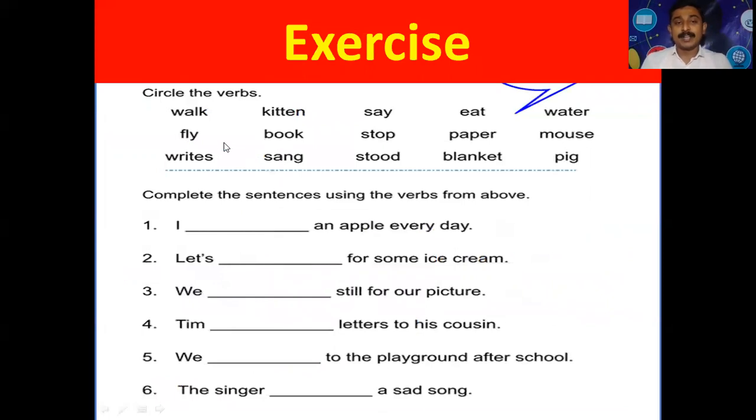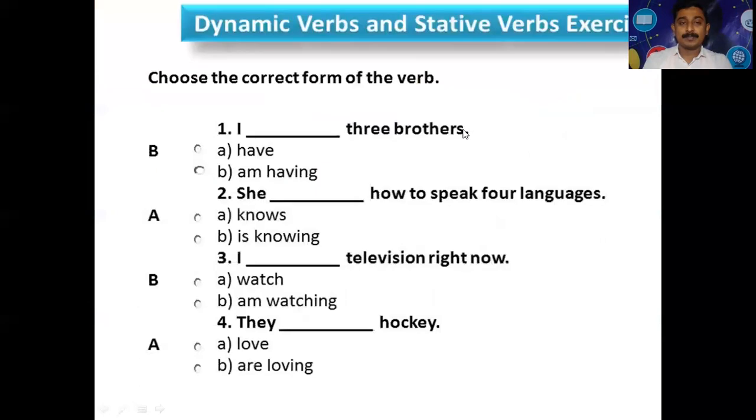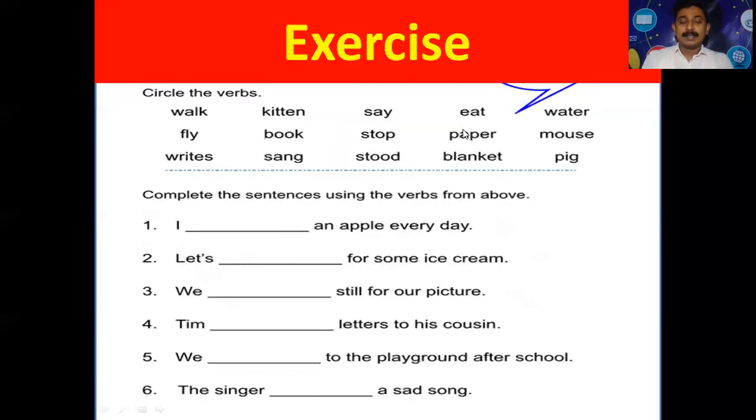Let us have some exercises. Circle the verbs. A few verbs are given here. You are requested to fill in the blanks choosing the correct verb. I dash an apple every day. The first one, let us solve. The proper verb form that can be used here is eat. In the same manner, please solve all of these.